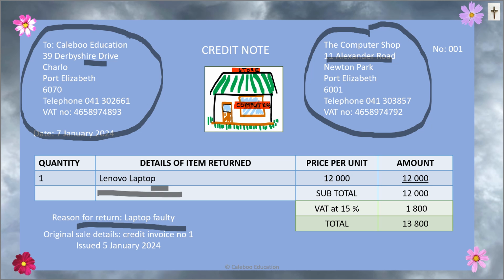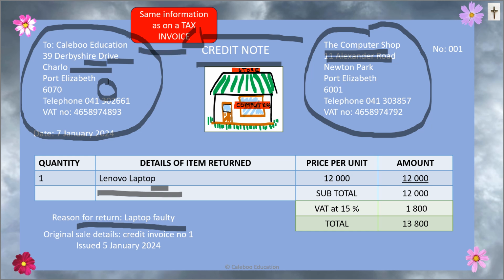The computer shop agreed that the laptop was faulty and issued a credit note. So the credit note went from the computer shop to Calibre Education. The document that Calibre Education received was the O for original, the original document. Calibre Education uses that document to record the transaction in the creditor's allowance journal.